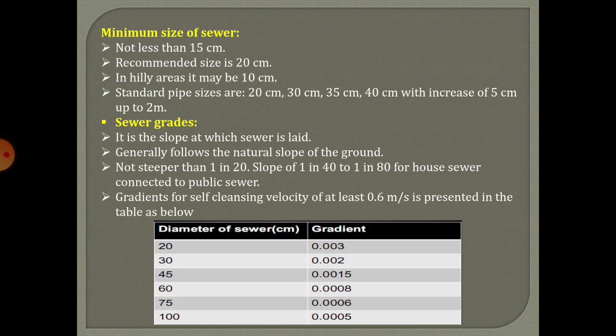It generally follows the natural slope of the ground, not steeper than 1 in 20. A slope of 1 in 40 to 1 in 80 for the house sewer connected to the public sewer should be adopted, whereas the gradient for a self-cleansing velocity of at least 0.6 meters per second is presented in the table below. If the sewer diameter is 20 centimeter, then a gradient of 0.003 should be provided, and for a 100 centimeter diameter sewer, the gradient is further reduced and it will become 0.0005.